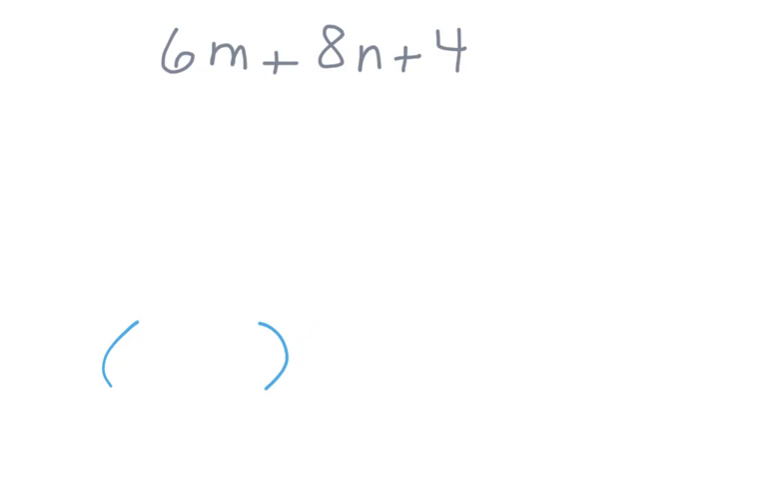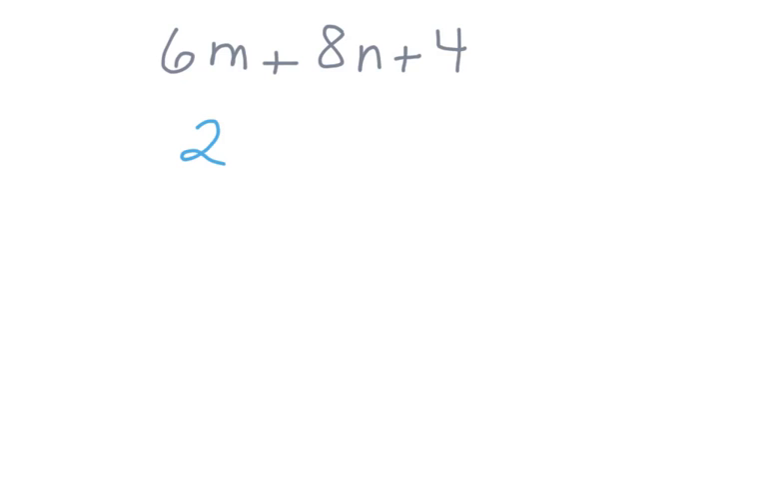So the way that we can approach this is thinking about, is there something in each of these terms that's the same? Do we have what is in essence a greatest common factor? And when I look at 6m plus 8n plus 4, none of them have the same variables, so I won't even worry about that. I'll just think about 6, 8, and 4. The greatest common factor of those three terms is 2.